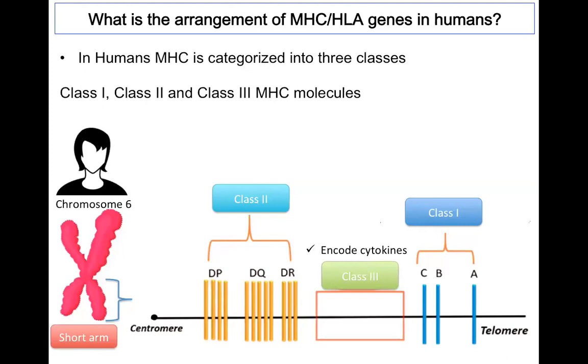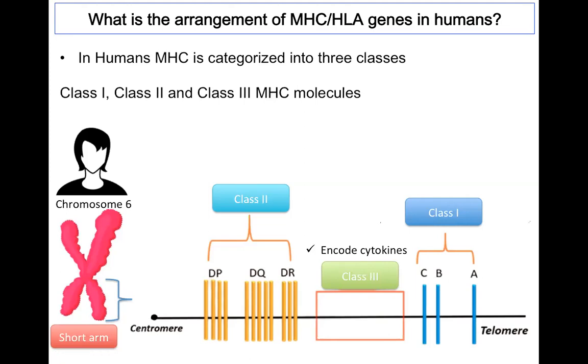If you look at this structure, firstly we will see the classes of MHC. In humans, the MHC is categorized into 3 classes: class 1, class 2, and class 3. As mentioned already, these MHC genes in humans are located on chromosome number 6. The chromosome has 2 arms, a long arm and a short arm. So where are the MHC genes residing? They are residing on the short arm of chromosome number 6. And next you will see how they are arranged.